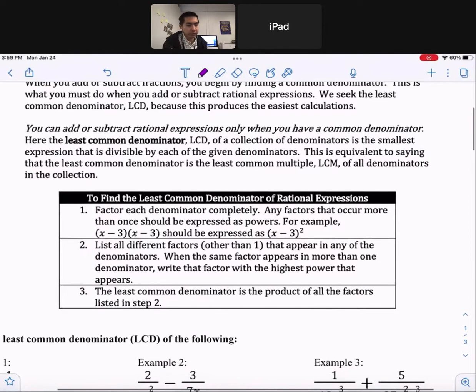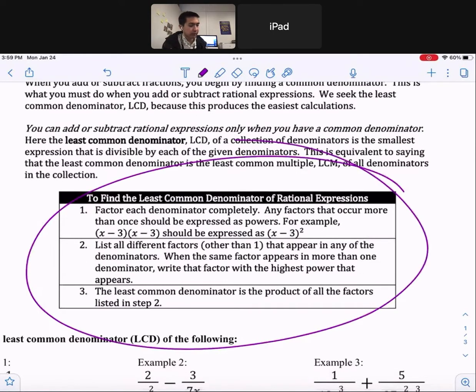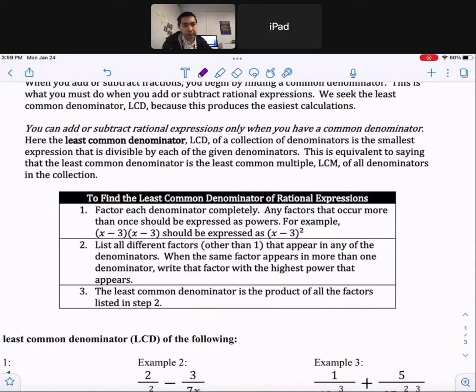So here are the steps to find the least common denominator of rational expressions. Number one, factor each denominator completely. Any factors that occur more than once should be expressed as powers. For example, x minus 3 times x minus 3 should be expressed as x minus 3 to the second power. Step number two, list all different factors other than one that appear in any of the denominators.